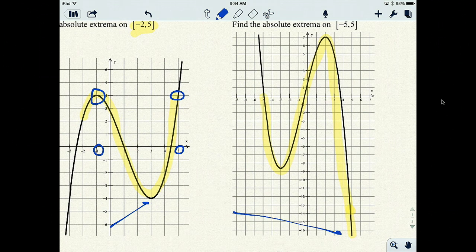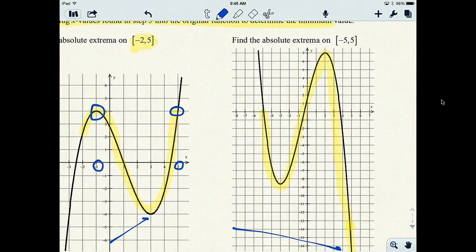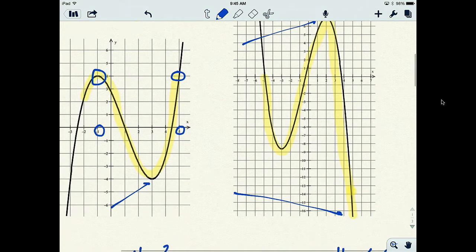You'll notice that, just for the sake of this picture, I know it's hard to see, but the lowest point it ever hits is -16, and that occurs at 5. So I'm going to write -16 at x equals 5. The maximum is a little bit different. You'll notice that the maximum is up here. It hits a maximum height of 7, and this occurs at 2.